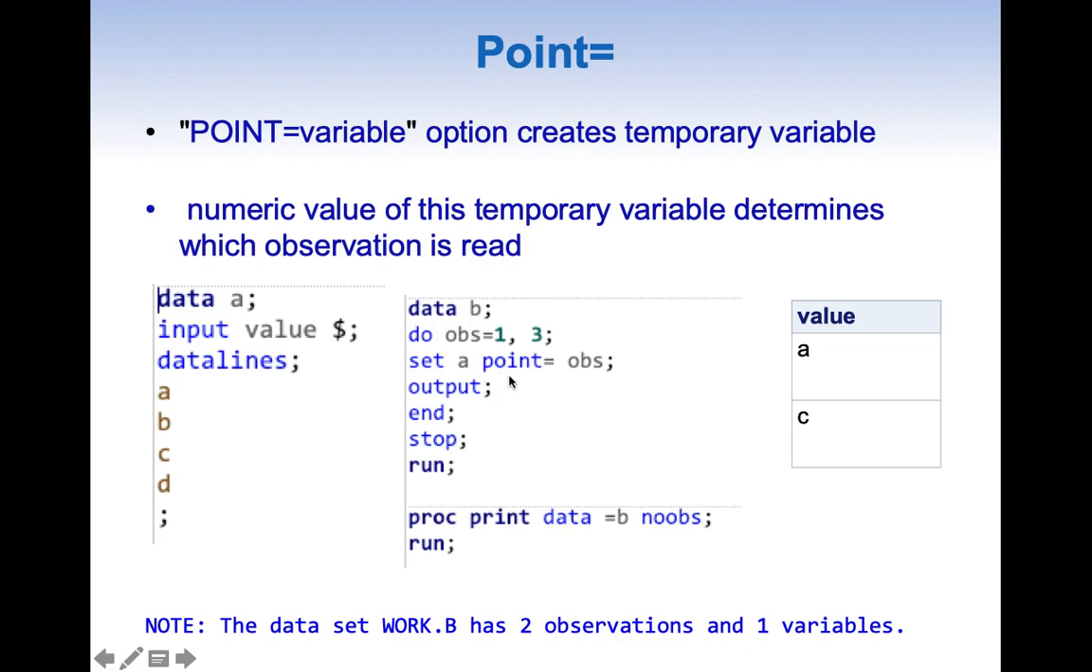And one notable important point in the POINT= variable option is we have a stop statement, because POINT= variable just picks up the random records, so it does not know the end of file.